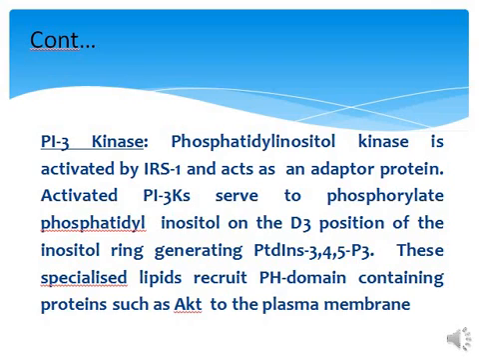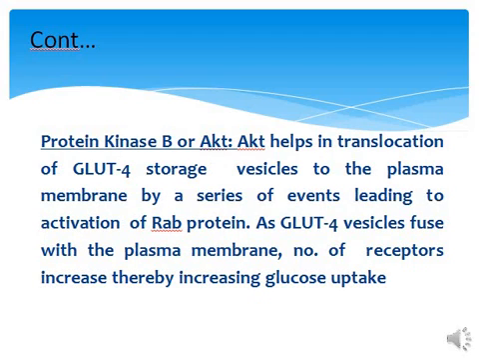These specialized lipids recruit PH domain containing proteins such as AKT to the plasma membrane. Protein kinase B or AKT helps in translocation of GLUT4 storage vesicles to the plasma membrane by a series of events leading to activation of RAB proteins. As GLUT4 vesicles fuse with the plasma membrane, the number of receptors increases, thereby increasing glucose uptake.